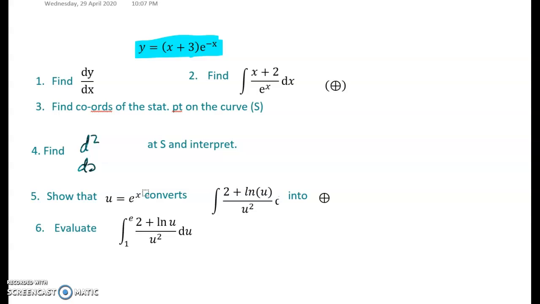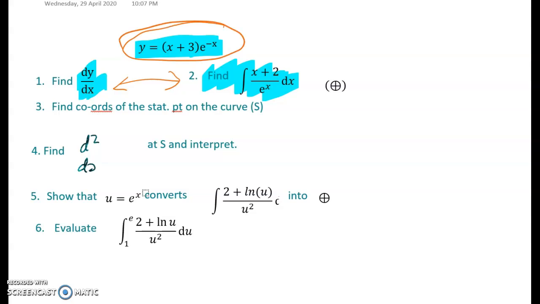We have to start off by differentiating. Then we have to find this integral. So you can kind of guess that this and this are going to be somehow linked up. Then we have to find the coordinates of the stationary point on that curve, and we're going to call that point S. And then we have to find the second derivative at that stationary point and interpret it, say what it means.